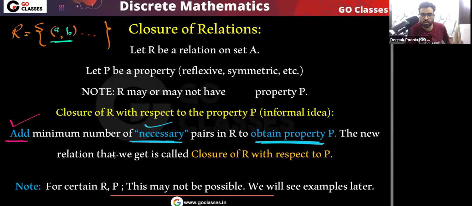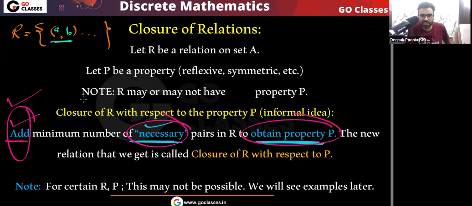You don't need to subtract. You cannot subtract. You cannot remove an ordered pair from this relation R. Please understand. You must add. You must not remove. You must add minimum number of necessary pairs, only the necessary pairs, such that we obtain this property P. Our purpose is to obtain the property P. Because the given relation may or may not have this property P, our purpose is to obtain this property P by adding minimum number of necessary pairs.